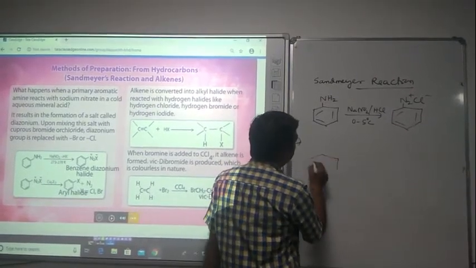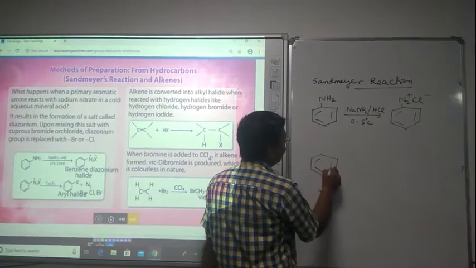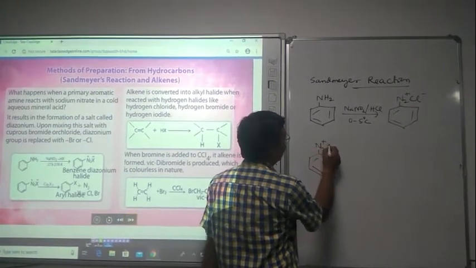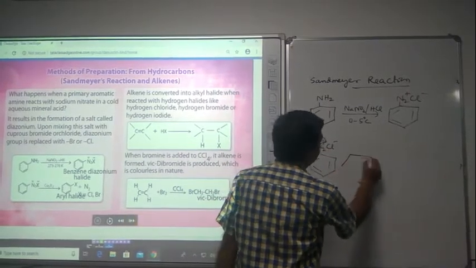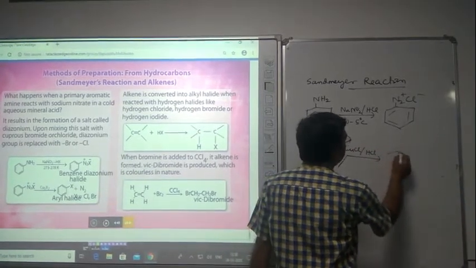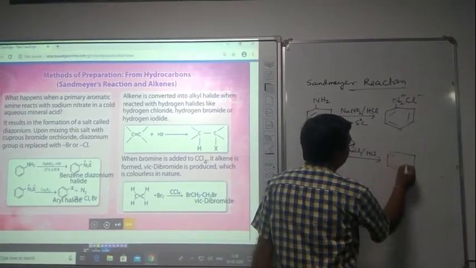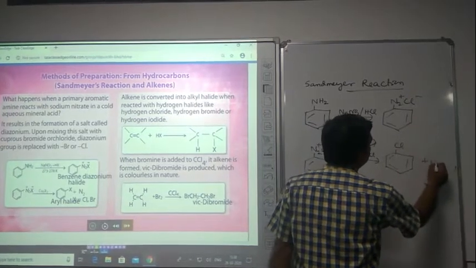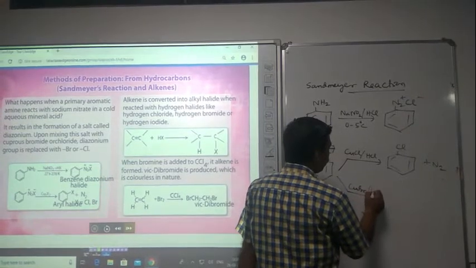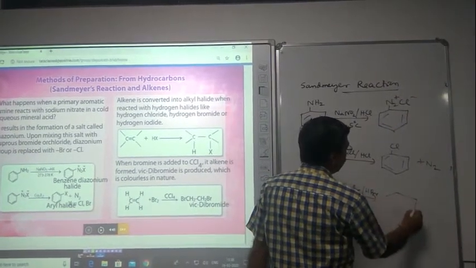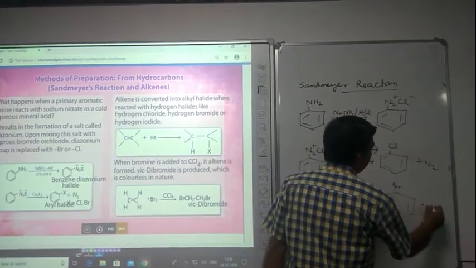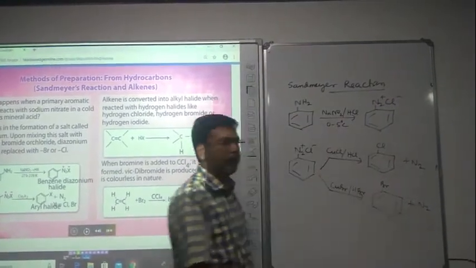Now benzene diazonium chloride, N2+ Cl−, when treated with Cu+ chloride or Cu+ bromide. If it is treated with CuCl, HCl, we get chlorobenzene. We get chlorobenzene plus N2, where the byproduct is N2. When it is treated with CuBr, HBr, we get bromobenzene plus N2. And this particular reaction is a Sandmeyer reaction.